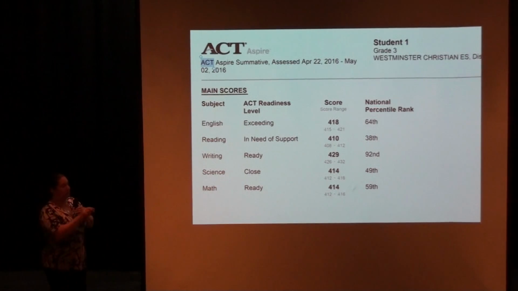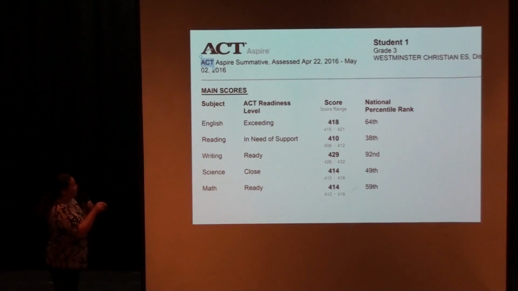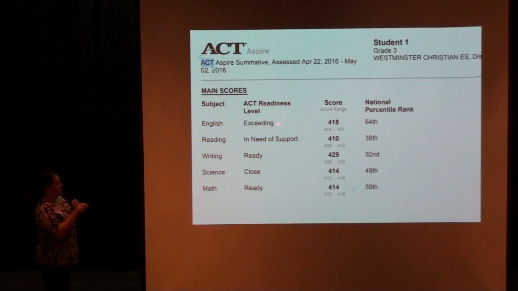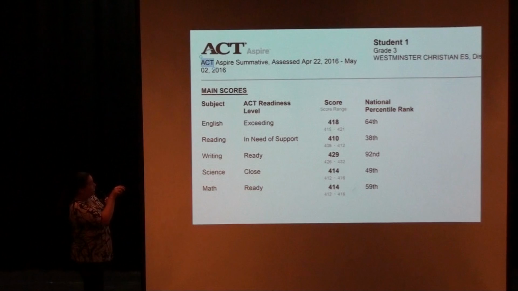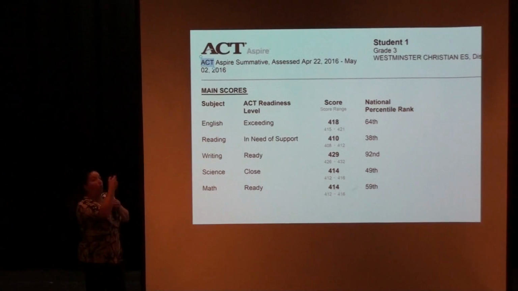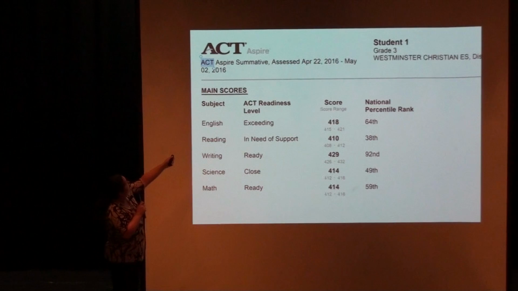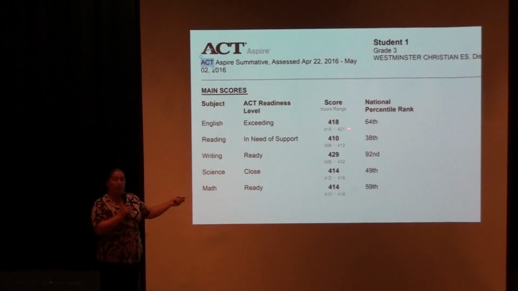Now, here's the trick. Do not connect all of these together, because you will drive yourself nuts. They do not correlate. And it doesn't correlate because you see that this child is exceeding, and here it says 64th percentile. Perfect example. This 64th percentile tells us that this particular student scored equal to, or other students scored below that same exact score. So 64% of the students that took this exam last year in 3rd grade scored exactly 418 or below.